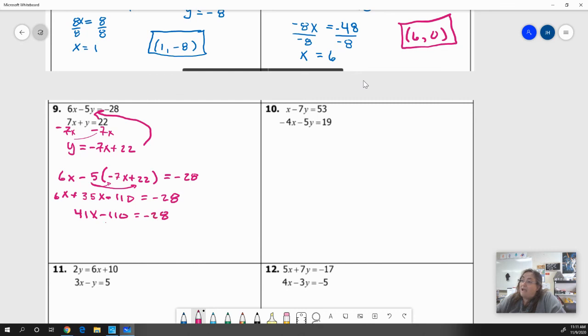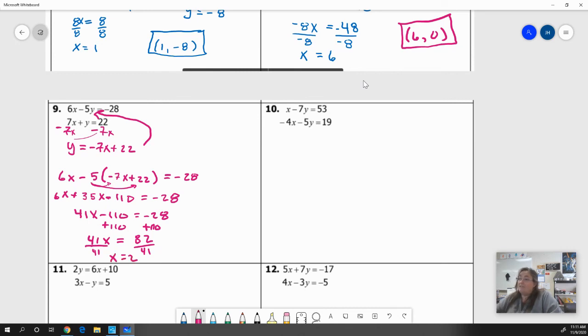I'm going to add 110 to both sides to get rid of it, right? We're trying to clear off the x, which is going to give me 41x equals 82. Sometimes I need a calculator too. 82 is a very convenient answer. Why would it be convenient? Because I've got to divide by 41 and they go evenly into each other. And I wind up with x equals 2.